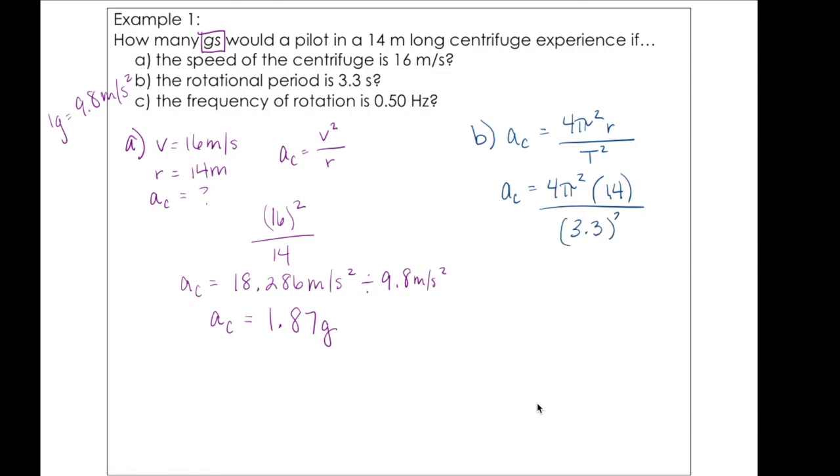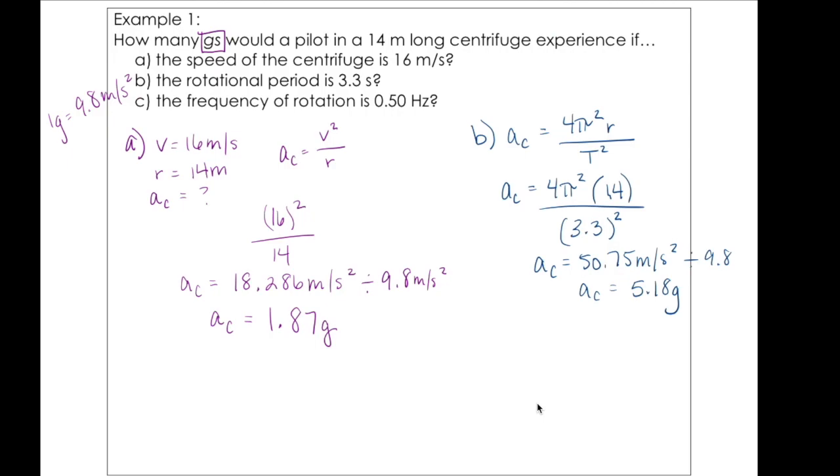We square that, and we'll find that our AC is 50.75 meters per second squared. Once again, we do want to get it in G's, so we're going to divide it by 9.8 meters per second squared and get that our AC is 5.18 G's.